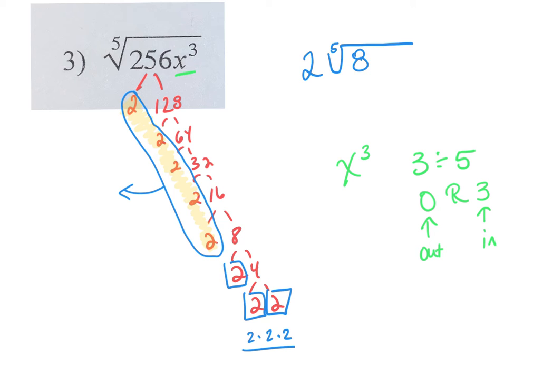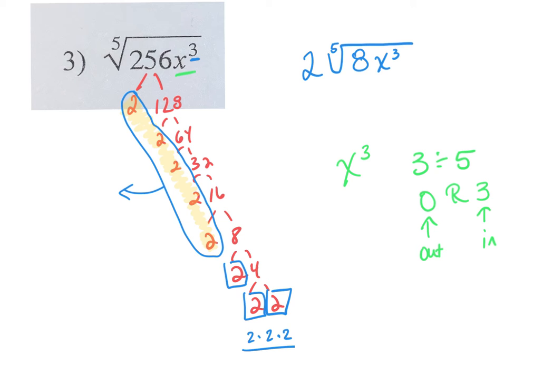Anytime your exponent is smaller than your index, all of them are going to stay in because there's not enough of them to come out. All right? So that is your answer. 2 times the 5th root of 8x cubed.